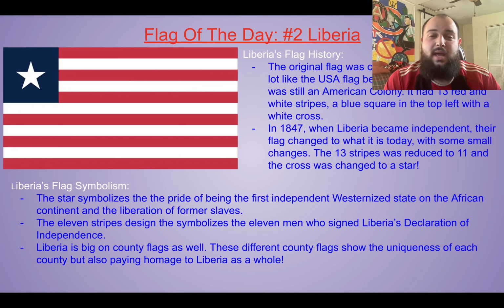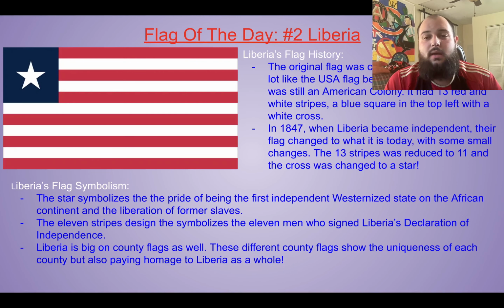And we have Liberia. And as you can see on the left side here, Liberia's flag. If you're from the United States, it looks kind of similar, and we'll actually get into why. So getting into Liberia's flag history, the original flag was created in 1827, and it looked a lot like the United States flag because at the time, Liberia was still an American colony. So at one point in history, the USA was basically in charge of Liberia, and it was a colony of ours in Africa.